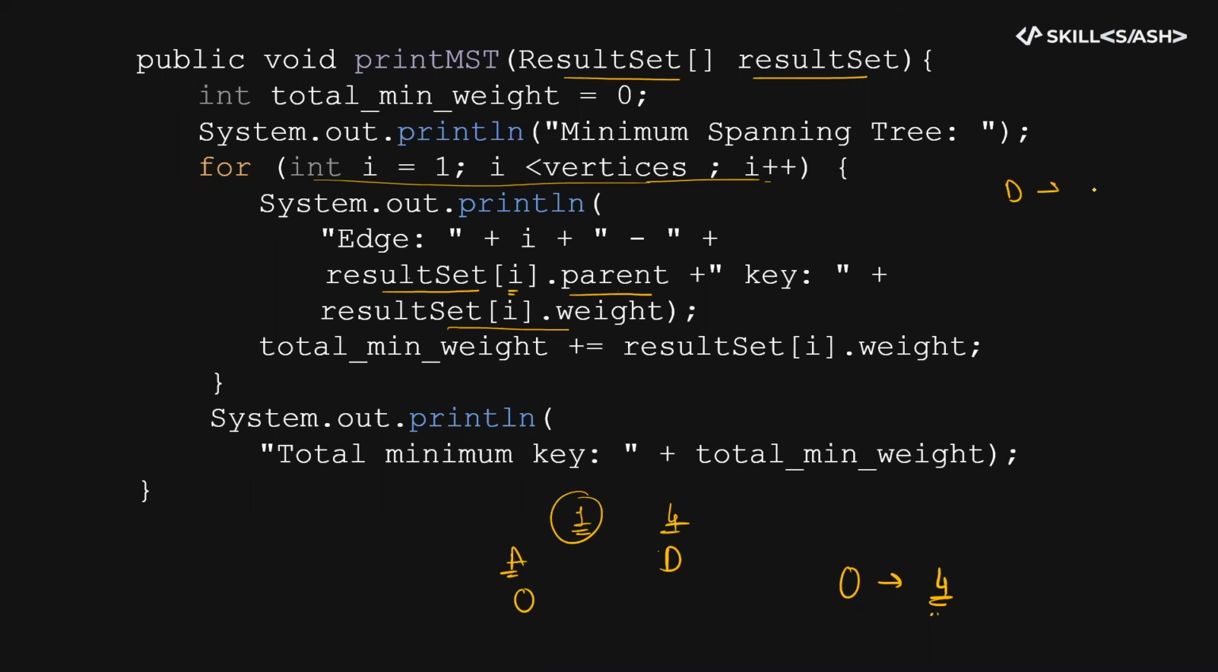So you are printing like this, that D node is reachable via A with weight 4. That is what you are printing. Now C node is reachable via, let's say, B with weight 2, something like that. So this kind of thing you are printing. That's it, because that is what you have stored in the result set in a simplistic way. Clear?